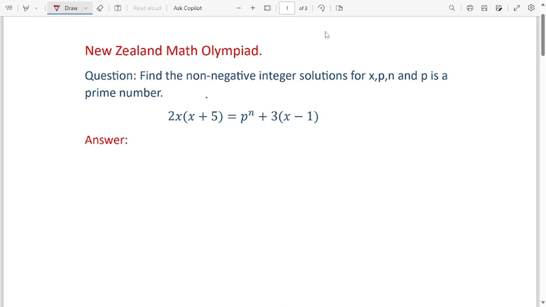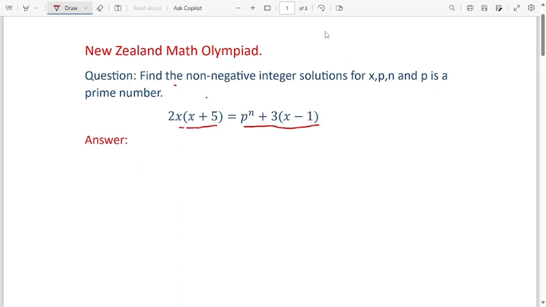Today we are going to solve a very interesting problem related to the New Zealand Math Olympiad. Let's see what we have. Find the non-negative integer solutions for x, n and p, where p is a prime number, and the equation is 2x times (x plus 5) equals p to the power n plus 3 times (x minus 1).